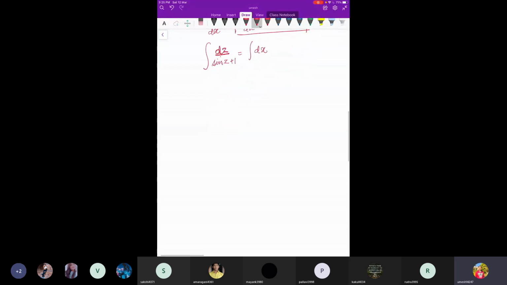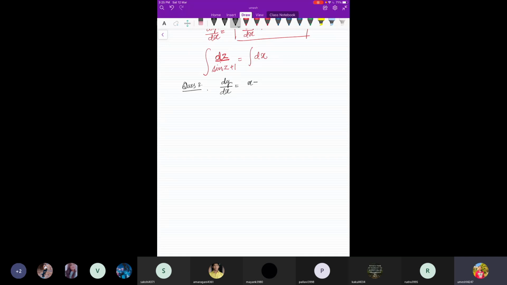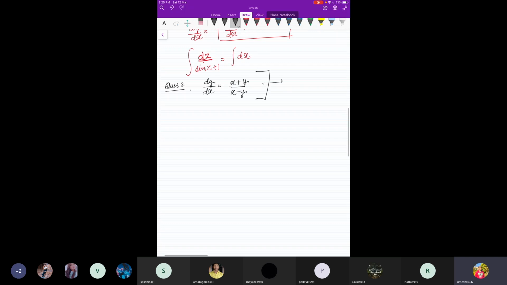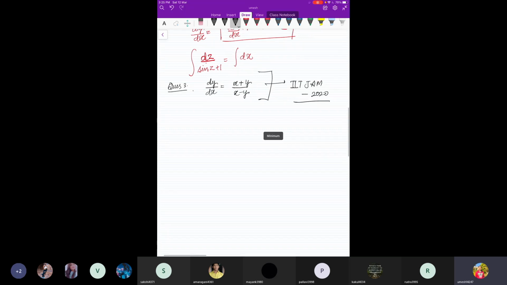So we have a question here. The question is dy by dx is equal to (x plus y) upon (x minus 5). This question was asked in the IIT JAM exam in 2020. If you are preparing for MSc entrances, this question is quite simple. It was a very simple question asked in the exam. I solved it yesterday only. So we will be solving it.